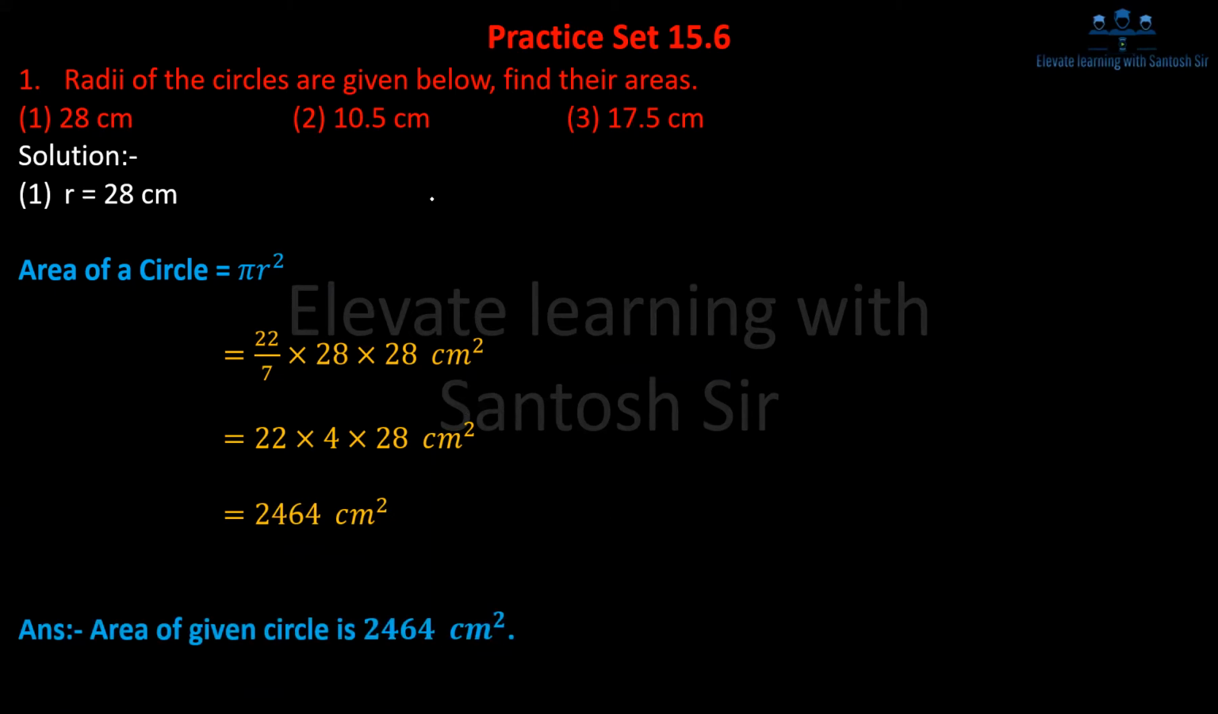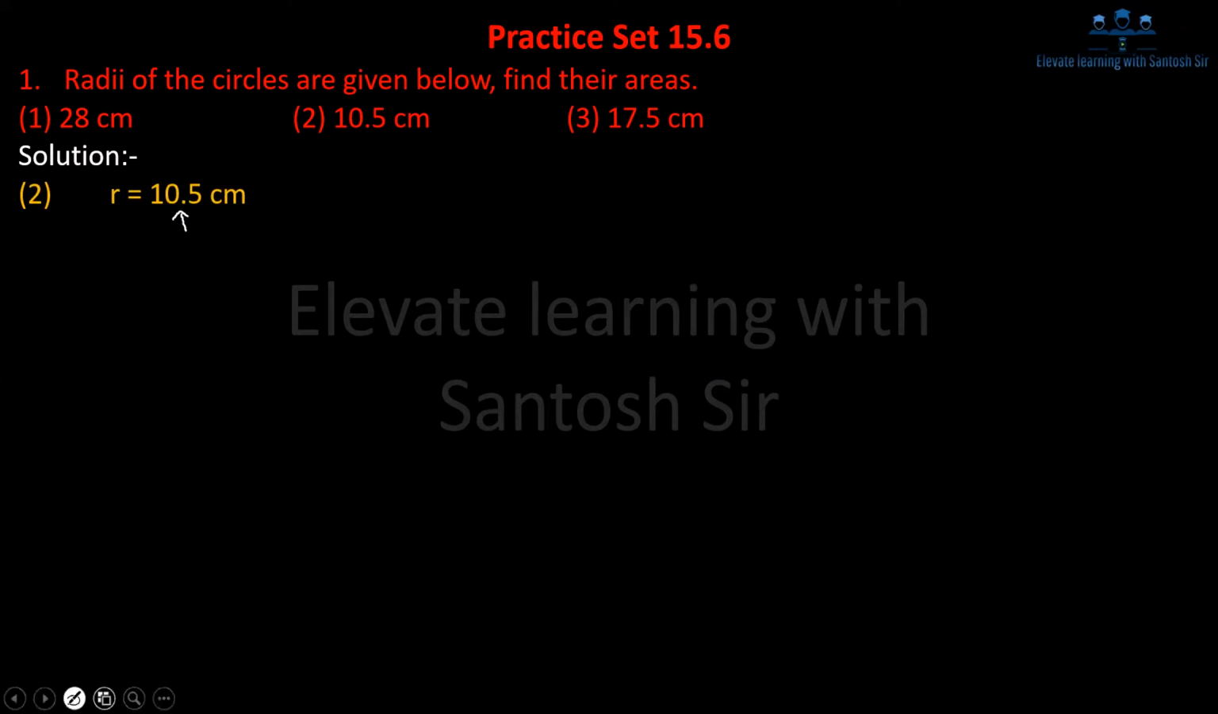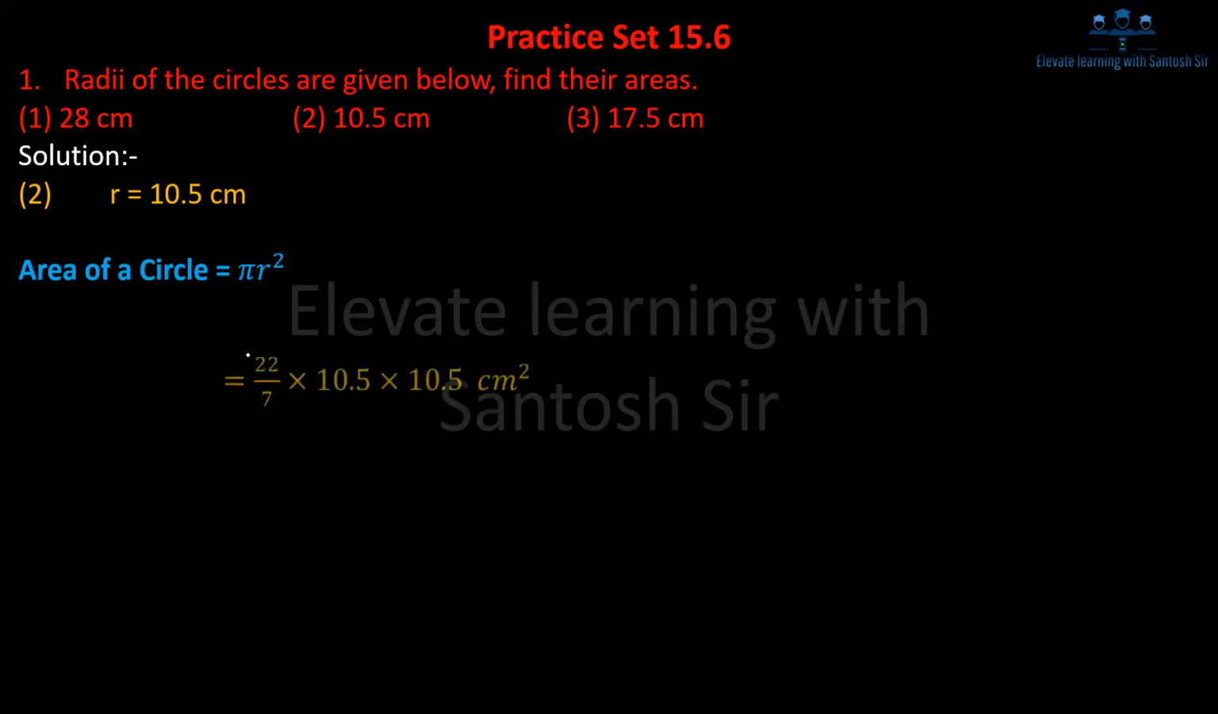Let's take up the next question. Here, the value of radius is 10.5 centimeter. It contains a decimal. It is always better to eliminate the decimal and solve the problem. So we know that area of a circle is pi r square. So let's substitute the values: 22 upon 7 into 10.5 into 10.5.